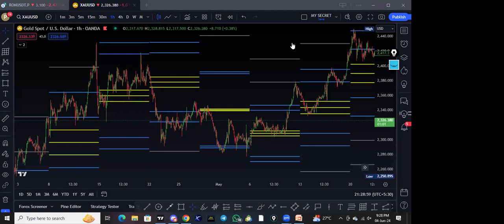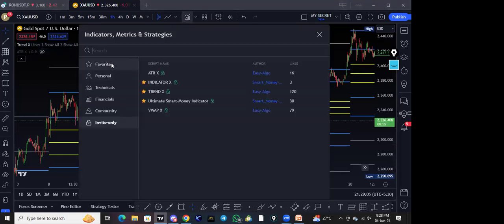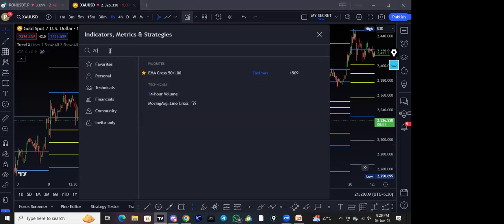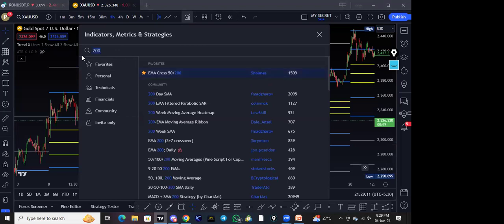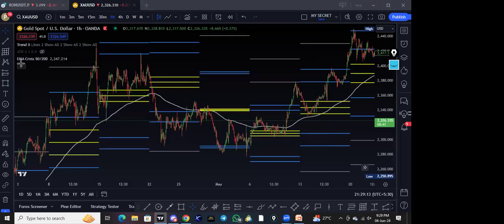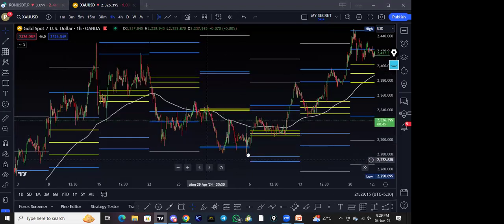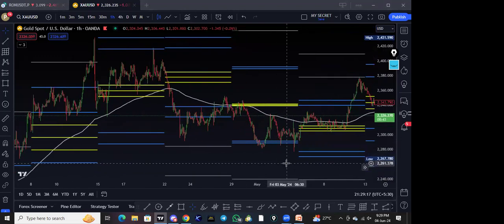And the 200 moving average role, I'll show you why I use the 200 moving average. Yes, because of this. Because of this 200 moving average, I'll show you how.